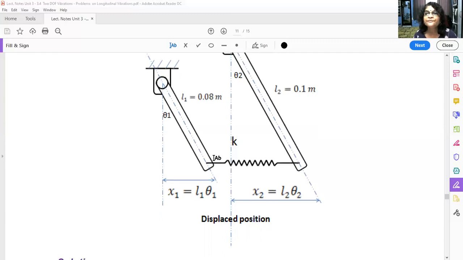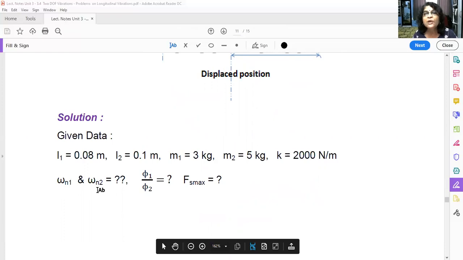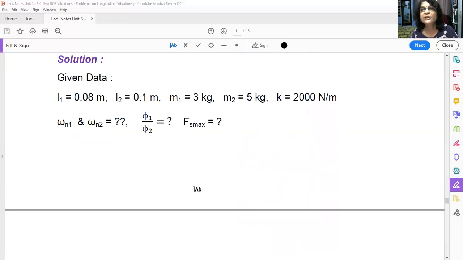Understood? Now, what is the given data? L1 is given, L2 is given, M1 is given, M2 is given, K is given, and we are supposed to find out ωn1 and ωn2 and the ratio of φ1 upon φ2. Instead of x1 upon x2, here the parameters are φ1 upon φ2. And the third thing we have to find out is the maximum spring force. So let us solve the problem.